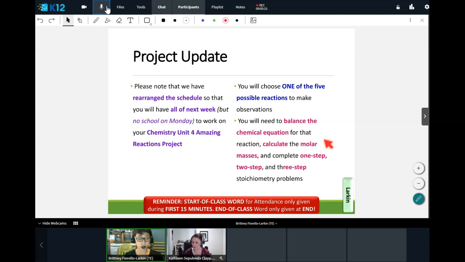In class, we'll guide you through what each slide goes over, and then we'll give you time to work on those slides each day. It's a really short project, only about 6 slides long. You'll choose one of 5 possible reactions and watch a video of that reaction and make some observations about it. Then you'll balance the chemical equation for the reaction, something you should already know how to do. You'll calculate the molar masses, something we've reviewed a few times at this point, and then complete 1-step, 2-step, and 3-step stoic problems. So that's what's coming up.